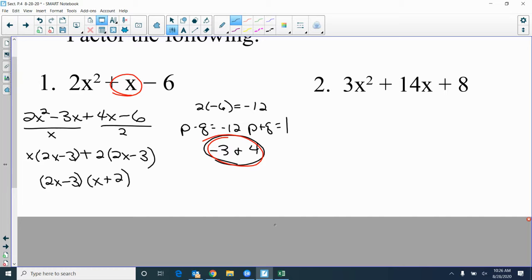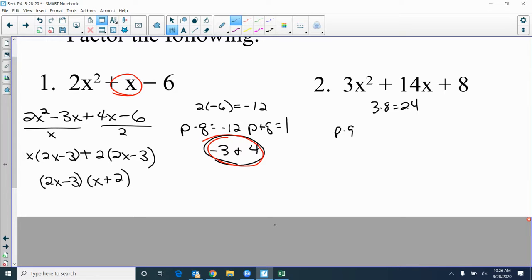3x and x. No. If we're going to do the grouping method for this one, what do we do? Multiply 8 by 3, which is 24. And now I look for two numbers that do what, Peyton? Add up to 14 and multiply to get 24.